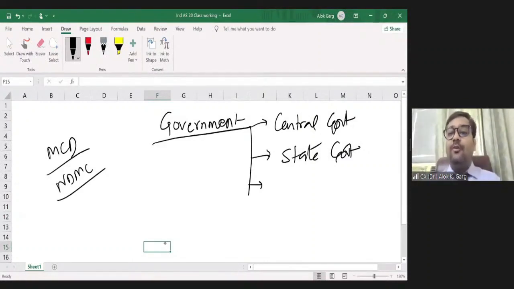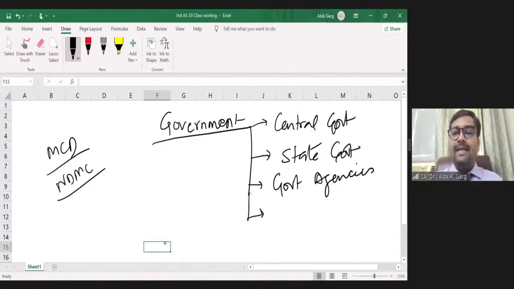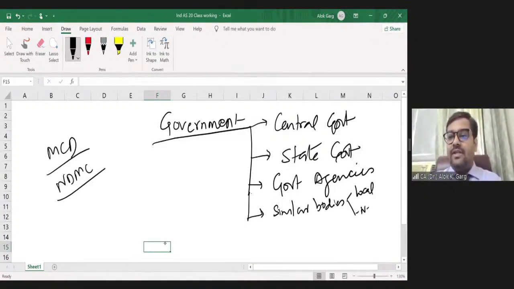So the standard says the government includes central government, state government, government agencies, Reserve Bank of India, Insurance Regulatory Development Authority, and similar bodies, whether local, national, or international. So all are covered here: local, national, international.